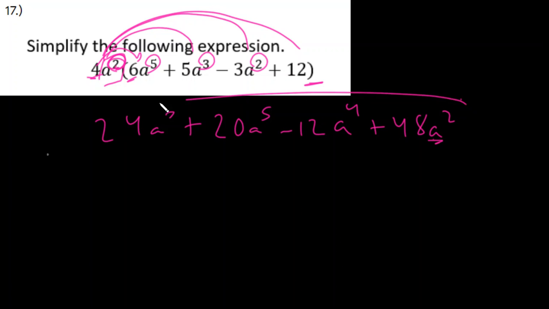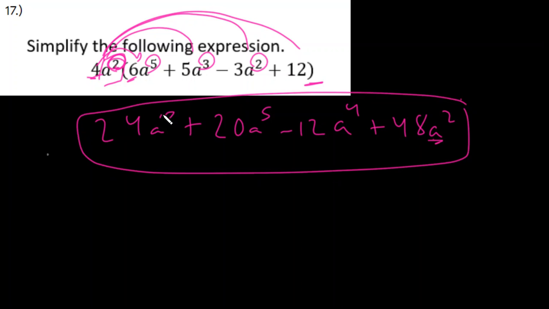Now, of course, you look and you try to find any like terms, but since this is an a to the 7, a to the 5, a to the 4, a to the 2, we know these are all distinct terms. They cannot be combined. And here is your answer. Alright, let's move on to our next example.